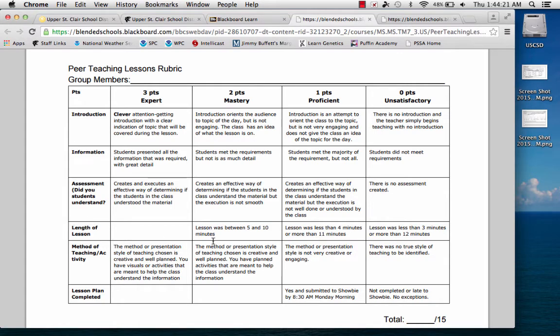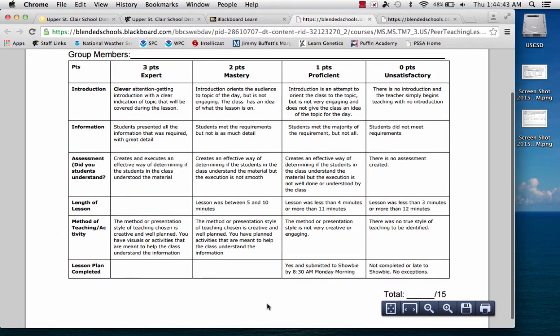The length of the lesson, I want it between 5 and 10 minutes. Okay, I don't want it to be a 15-minute thing. This is not a long process. It's very quick, very to the point. Get your introduction, tell us your information, do your assessment. And then the methods of teaching: were you creative, or did you just stand in front of the board and go over a couple things? And then, is the lesson on time? These are the things that I'm going to be grading you on. It's out of 15 points.